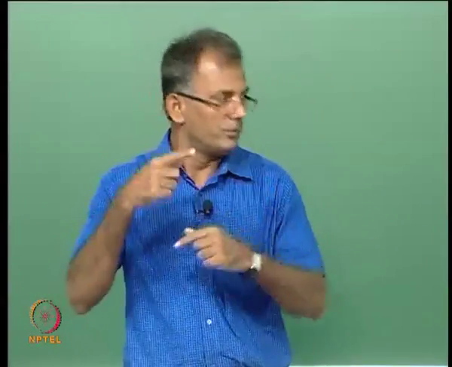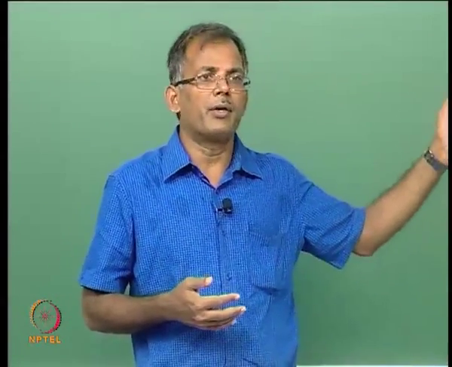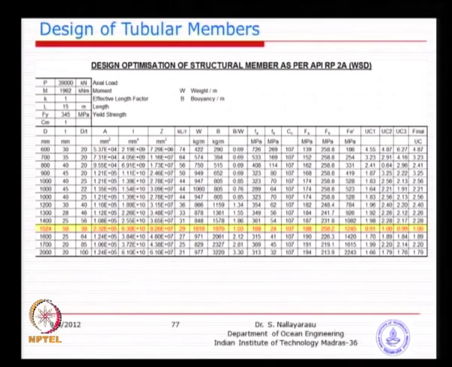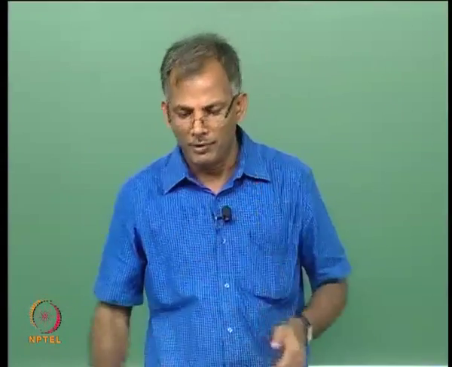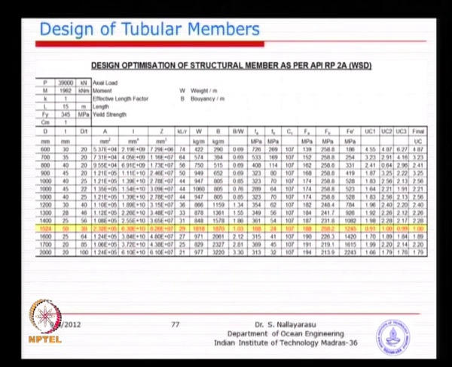Many commercial softwares are available for structural optimization, as long as you select the right parameters and put them in. For example, you can write the equation of unity check as a function of several parameters. You can have maybe 10 or 15 parameters, and in the order of priority, you try to satisfy them one by one.